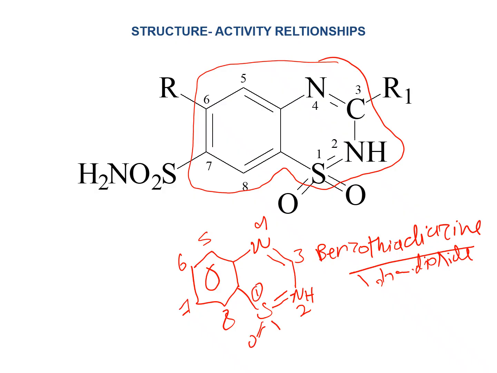We have 2 oxygens on this structure, so it's dioxide, 1 1 benzo 1 1 dioxide benzothiadiazine. Okay, so this is the core structure.